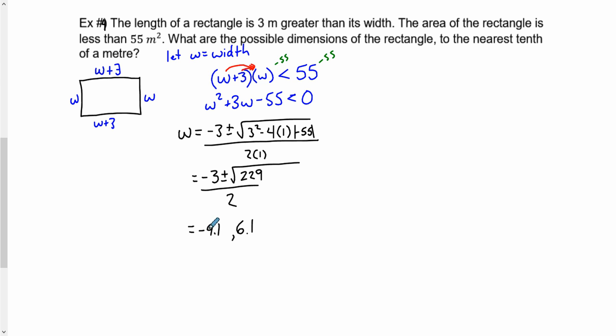Hopefully, you know, one of these answers doesn't work, and it's a 6.1. I'm just joking, come on. I have to have a little bit of fun while doing videos. No, we can't have a negative width, so 6.1 would have to be the only option.